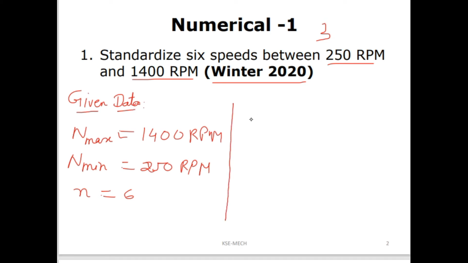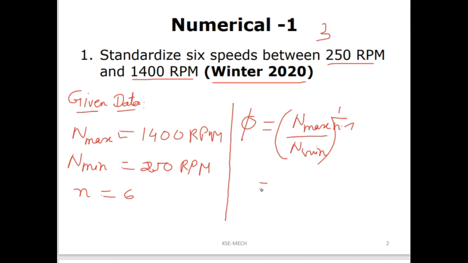Now, what will be the formula that we will be using? First of all, we have to identify the progression ratio. So the progression ratio phi will be equal to n max upon n min. Here we are given speed, but if, for example, you have to standardize a diameter, then it would be the maximum value upon the minimum value. That is the standard formula. Here, since we are given speed, I have written phi equals n max upon n min raised to 1 upon n minus 1. So this is the formula for the progression ratio.